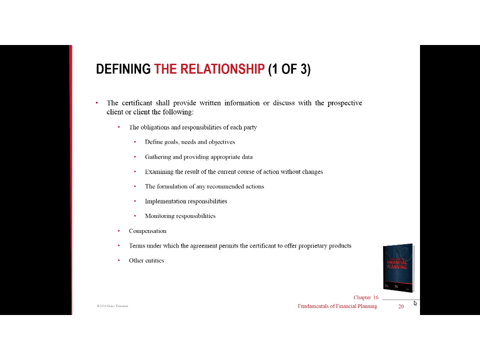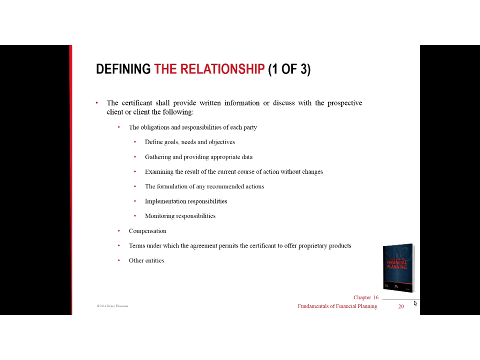So, in defining the relationship, generally this will be done. We want this to be done in writing, and we'll say the obligations. We'll talk about how we're going to move the terms of the engagement through each step of the process, how we're going to gather data and find goals. We're going to talk about what analysis will be run, examining the results of the current course of action without changes. So that's analyzing where you are currently and what the implications of that are.